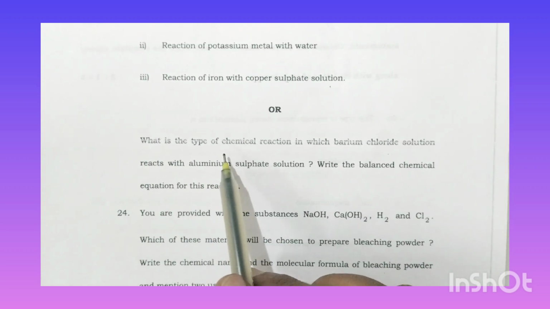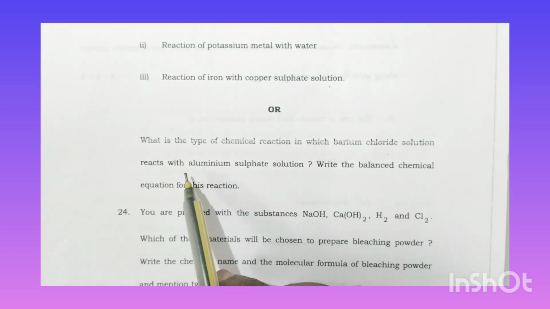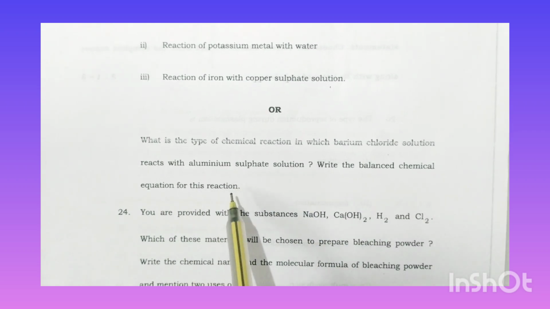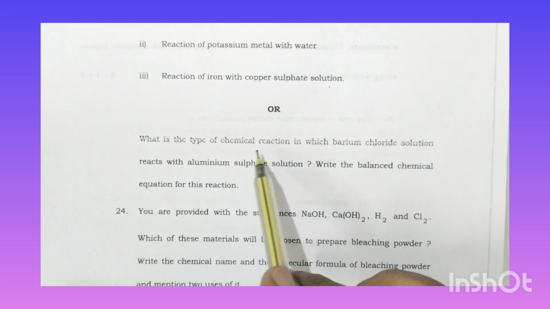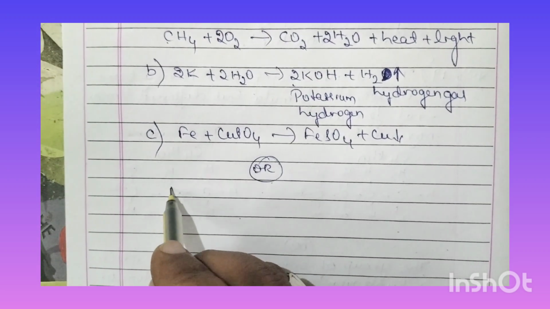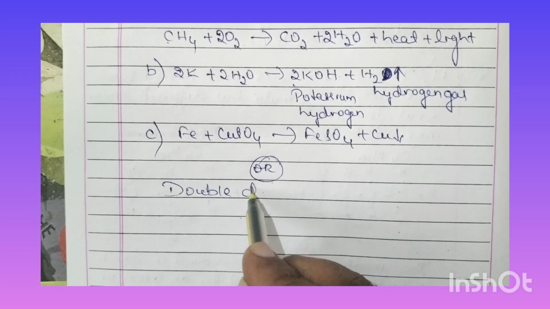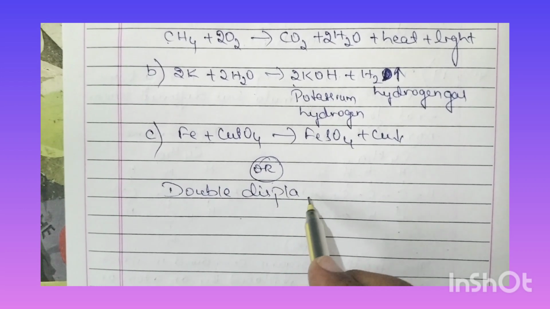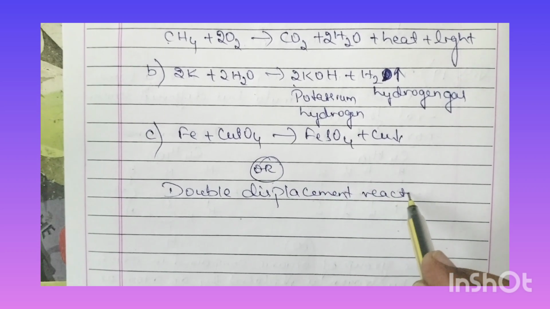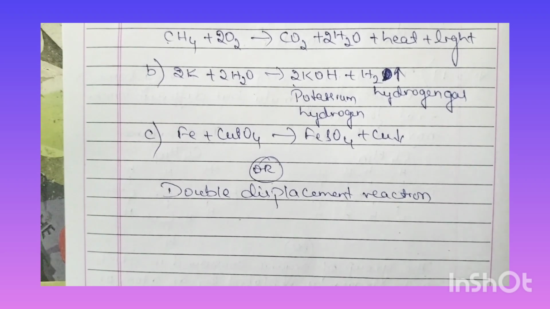What is the type of chemical reaction in which barium chloride solution reacts with aluminum sulfate solution? Write the balanced equation for this reaction. The type of the chemical reaction is either we can call it as precipitation reaction or you can call it as double displacement reaction. So we have to write the balanced equation for this one.